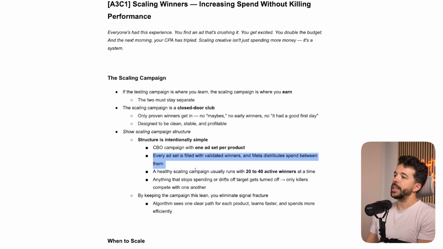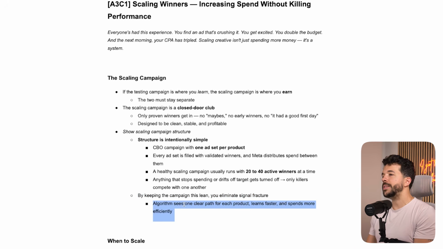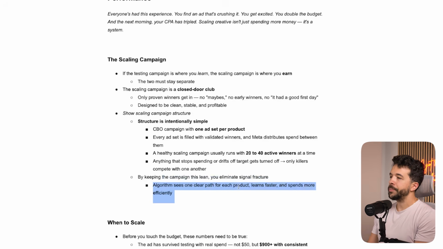A healthy scaling campaign usually runs with 20 to 40 active winners at a time. Anything that stops spending or drifts off target gets turned off, and only killers compete with one another. By keeping the campaign this lean, you eliminate signal fracture. The algorithm sees one clear path for each product, learns faster, and spends more efficiently.